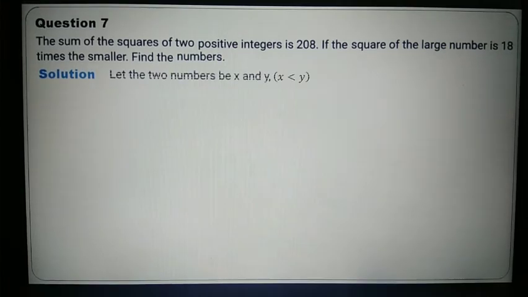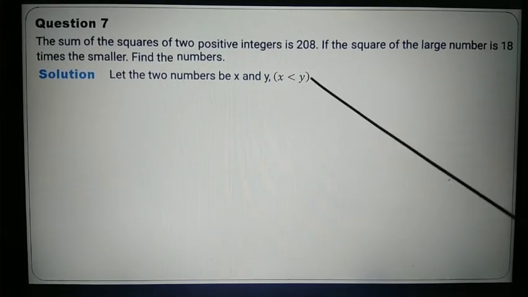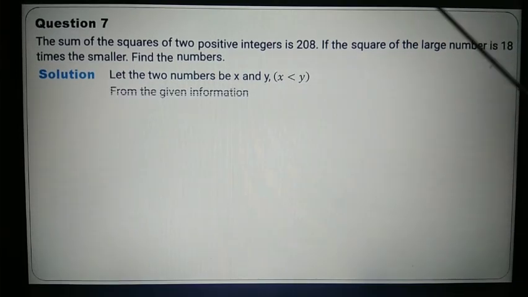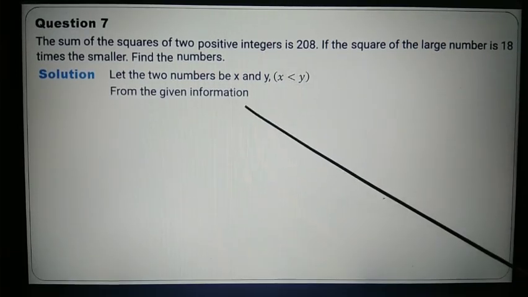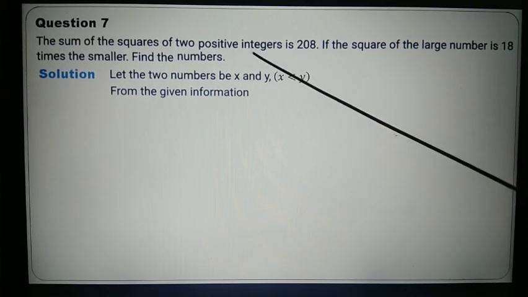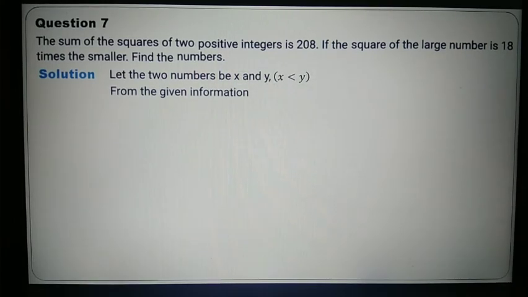Okay, so let the two numbers be x and y, and here I'm considering x to be smaller than y. Okay, so which is the larger number? Larger number is y. Okay, so from the given information, the sum of the squares of two integers is 208. That means x square plus y square has to be 208.